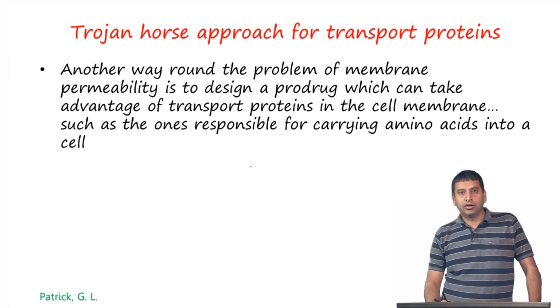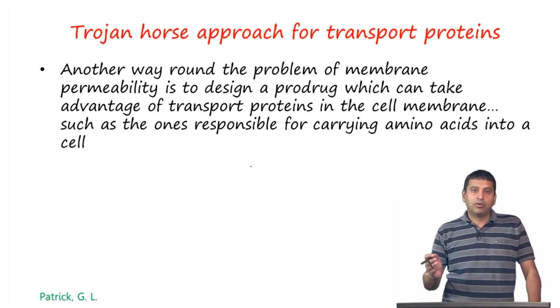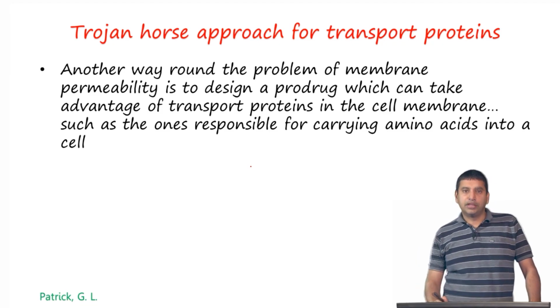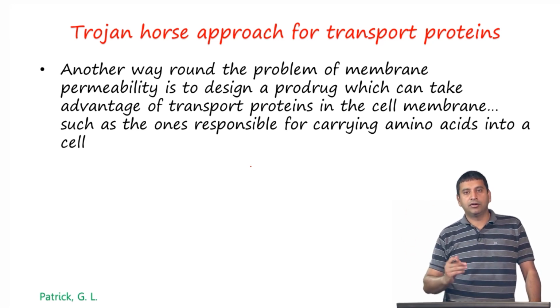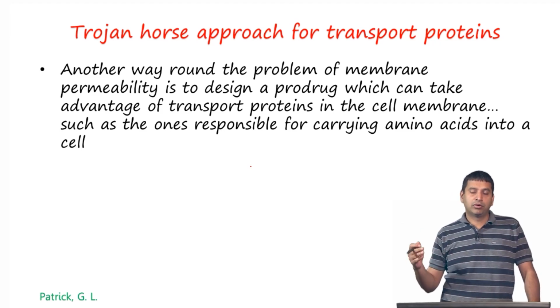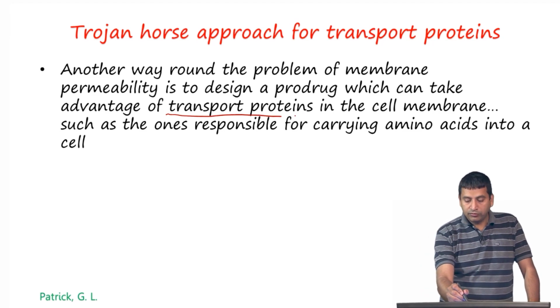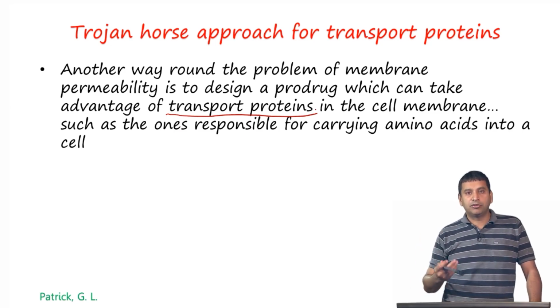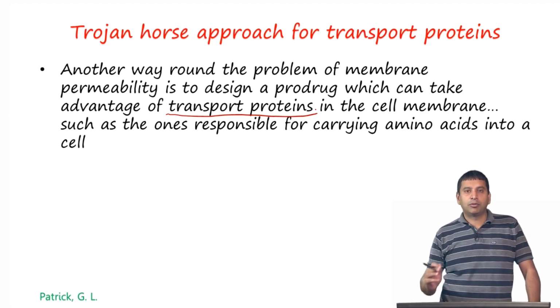Another major way for the prodrug approach is the Trojan horse approach. One of the major problems with delivering molecules is their permeability, because we have spent a lot of time designing molecules which can interact through hydrogen bonds or ionic interactions, and all of these are quite polar. So, for these to get across the membrane is going to be difficult. However, there are proteins known as transport proteins, which we have looked at previously, and these are responsible for carrying amino acids into the cell. So, one way to work around the problem of membrane permeability is to use these transport proteins.